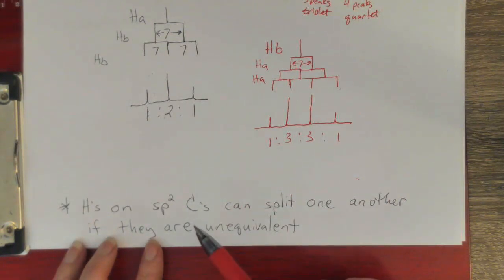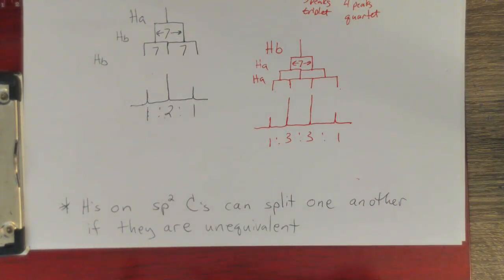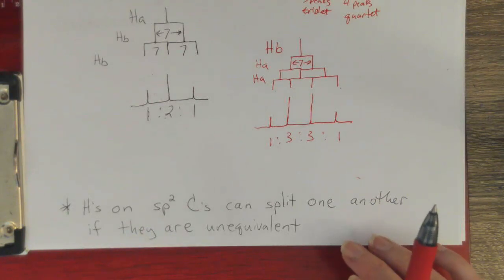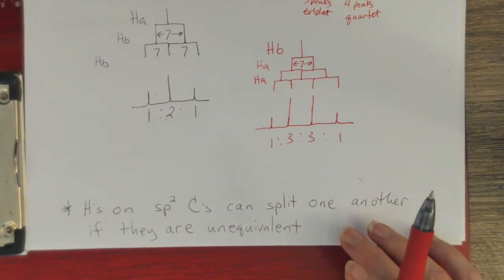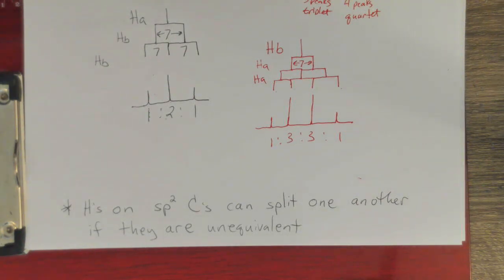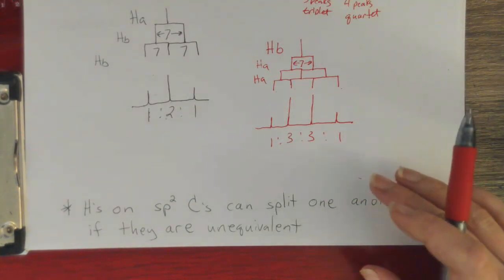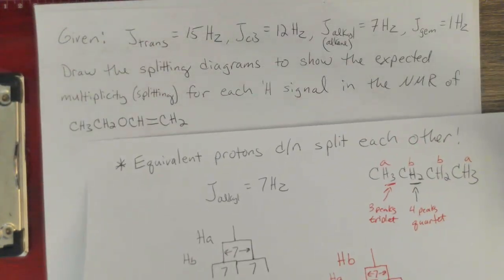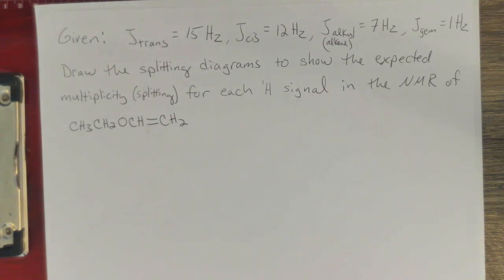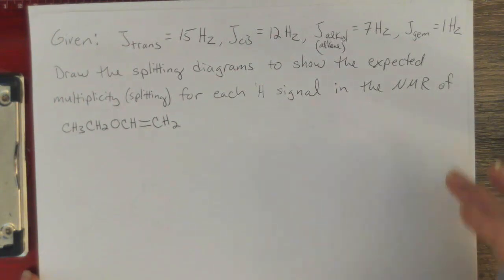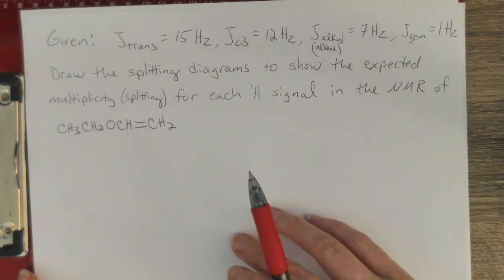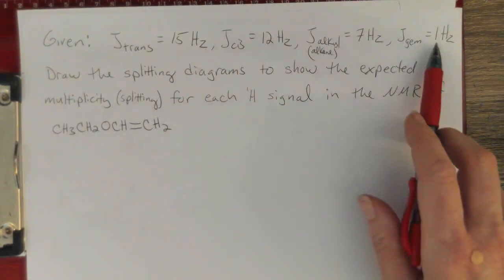And we start to have a much more challenging time when we're dealing with protons on sp2 hybridized carbons, because if the protons on the sp2 hybridized carbon are not equivalent to each other, they can split one another. So this is a big deal. This is where oftentimes we're going to see that using that N plus one rule won't always consistently work. So let's go ahead and get started practicing that. If I am going to make you do an example of a splitting diagram where the coupling constants are not all the same, I'm going to give you coupling constants.